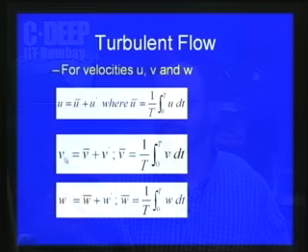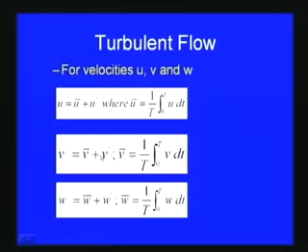So, u is expressed as u bar plus u dash, where u bar is the mean velocity component, equal to 1 by T integral 0 to T u dt, where T is time and a long time is considered. And v, the turbulent velocity in y direction, is v equal to v bar plus v dash, where v bar is equal to 1 by T integral 0 to T v dt, and similarly w is equal to w bar plus w dash, where w bar is equal to 1 by T integral 0 to T w dt, where u dash, v dash, w dash are the instantaneous velocities with respect to the mean velocity as we have discussed.